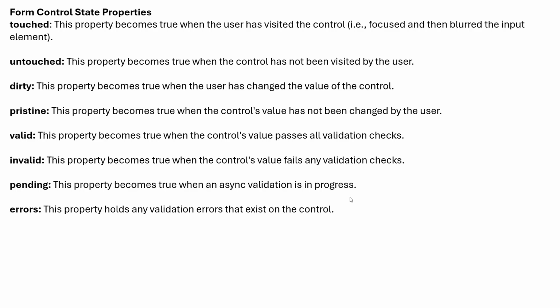If the control value has not been changed by the user, pristine is true. The next one is the valid property. This property becomes true when the control's value passes all validation checks. So it's like form valid and input box valid. Invalid is what? The property becomes true when the control's value fails any validation checks. So if any validation check fails, that means the invalid property becomes true.